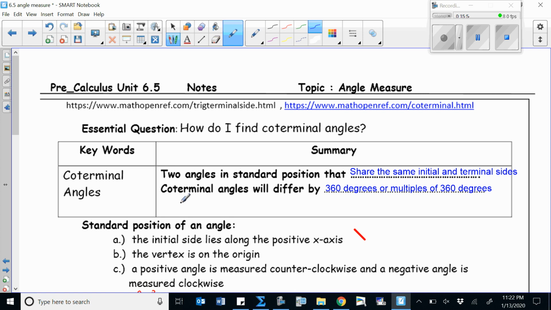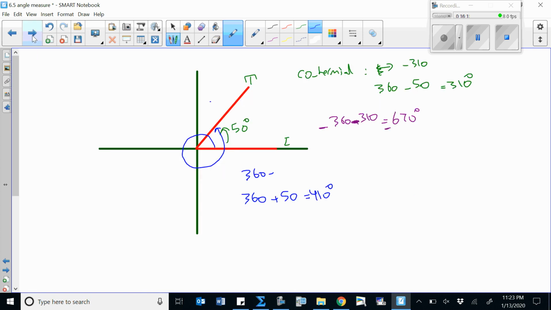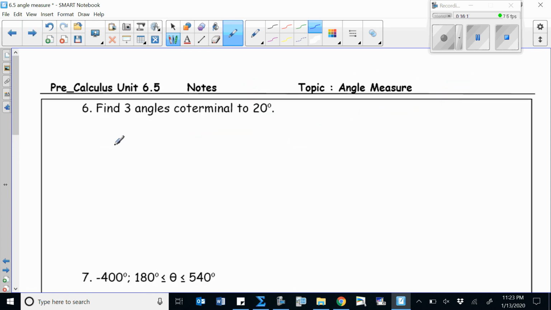So there is a formula to find coterminal angles: theta plus and minus n times 360. That gives me a formula to find coterminals. We're going to practice this in the examples that we have here. Okay, so here we want to find 3 coterminal angles for 20.